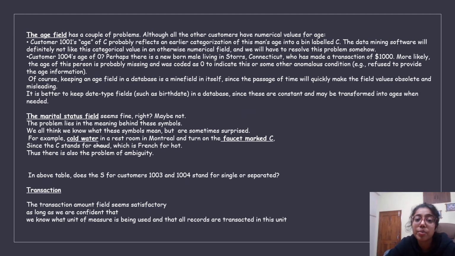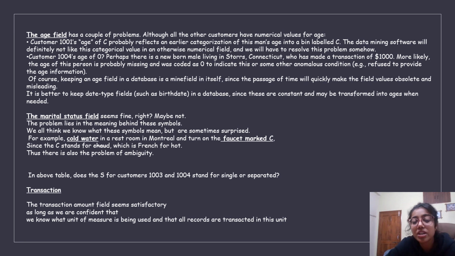The age field has a couple of problems, although all the other customers have numerical values for age. The customer with age C probably reflects an earlier categorization of this man's age to a label C. The data mining software will definitely not like this categorical value in an otherwise numerical field. Customer 1004's age of 0, perhaps there is a newborn male living in the store. The age of this person is probably missing and was coded to 0 to indicate this.